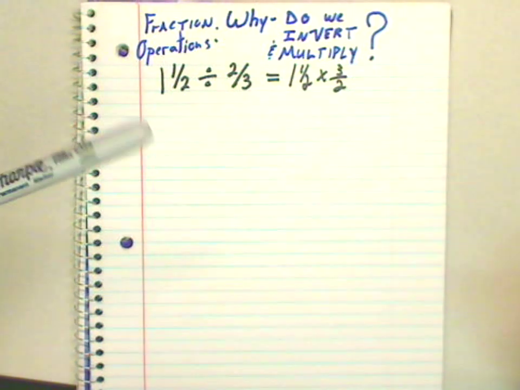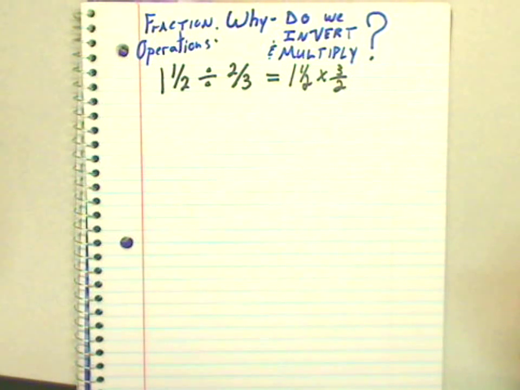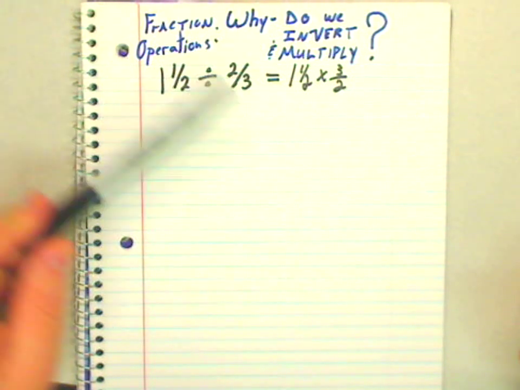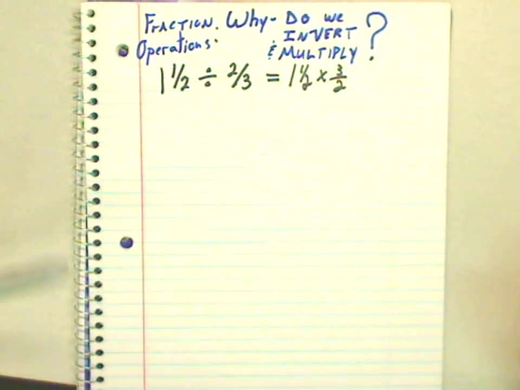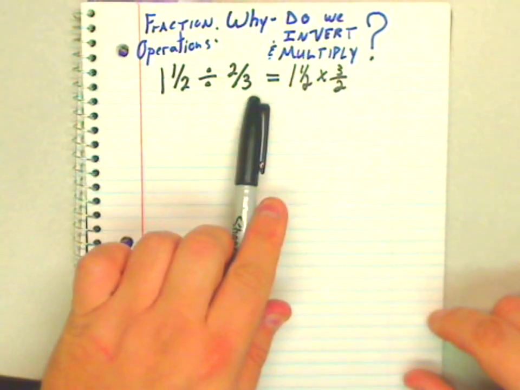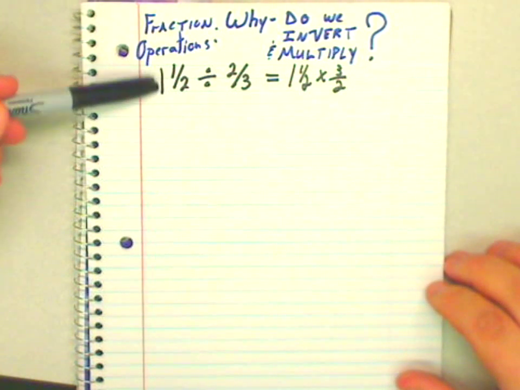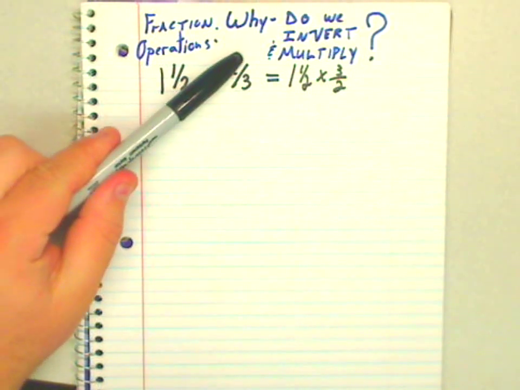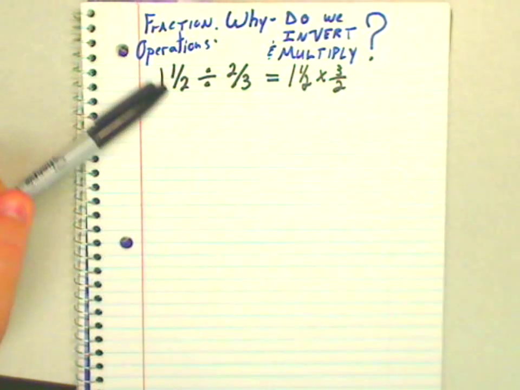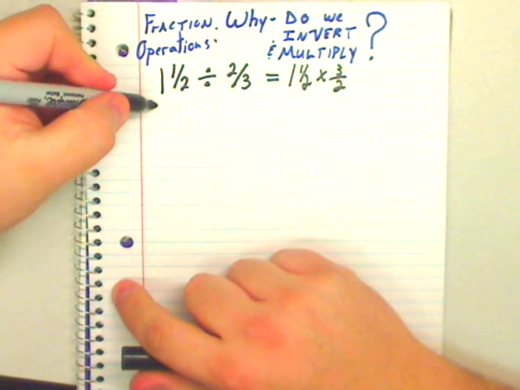So today we're going to go through and discuss why we are allowed to invert this divisor and then multiply by it, which is the same as multiplying by its reciprocal. We're going to find out why that's the case. So we're going to treat this like fraction division from a measurement perspective. What that means is we're going to start off with 1.5 units of some stuff, and then we're going to see how many groups of size 2/3 we can make with 1.5 units of stuff. So let's start by drawing out our 1.5 units.